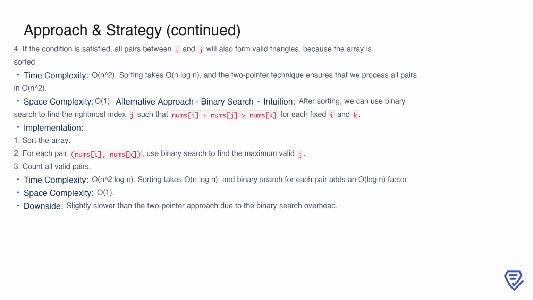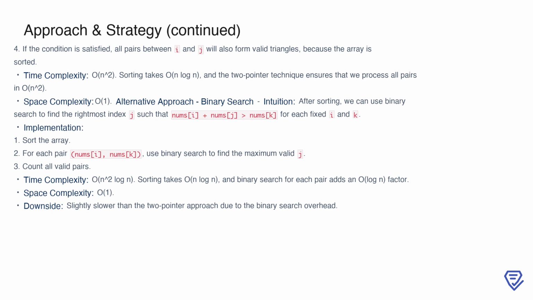After sorting the array, we fix the largest side, nums[k], and use 2 pointers to identify pairs of smaller elements. If the sum of nums[i] and nums[j] satisfies the inequality, then all pairs between these indices are also valid because the array is sorted. This property eliminates the need to explicitly check each pair, making the process more efficient. The time complexity of this approach is n squared, where sorting takes n log n, and the 2-pointer technique processes all pairs in n squared. Additionally, the space complexity is constant, O(1).